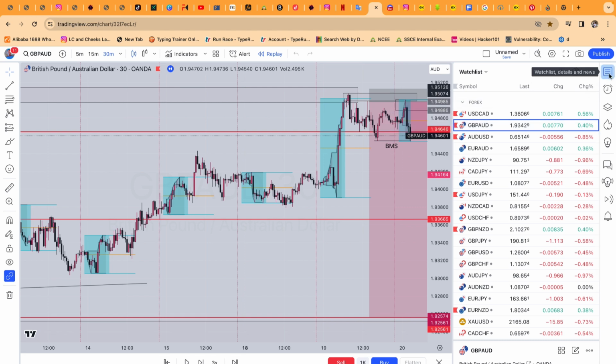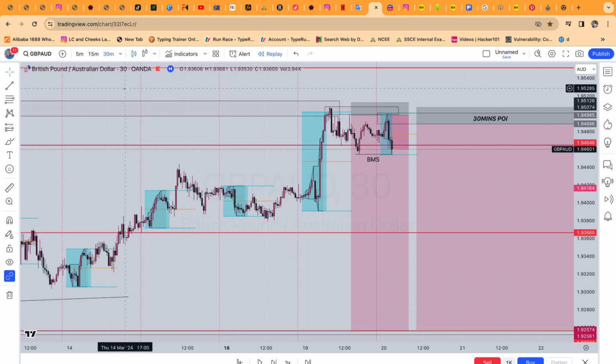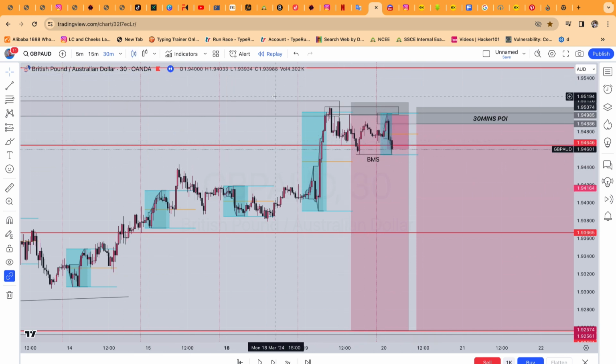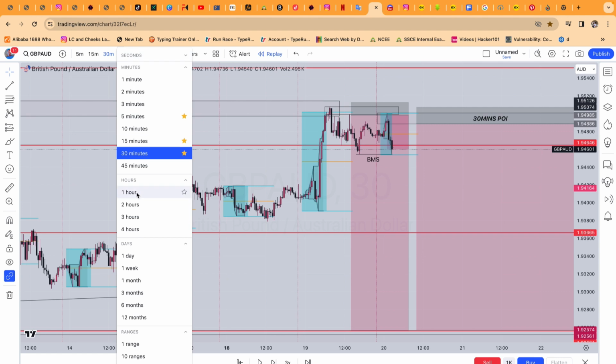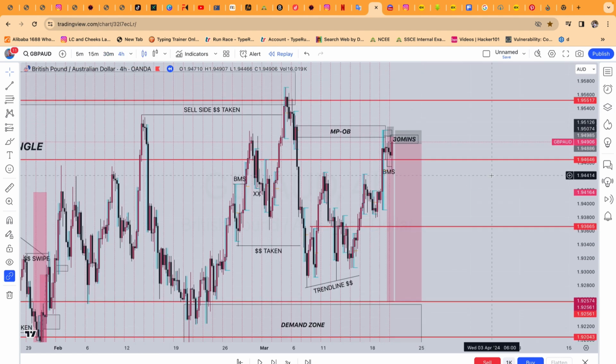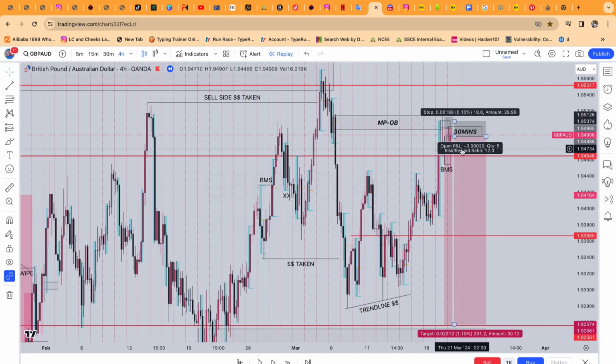GBPAUD, guys. So let's do the breakdown also on GBPAUD. So guys, before we do this, I want you to let's go to the 4 hours time frame to see what I saw before I decided to pick the sell on this. So this was the confluence I had.